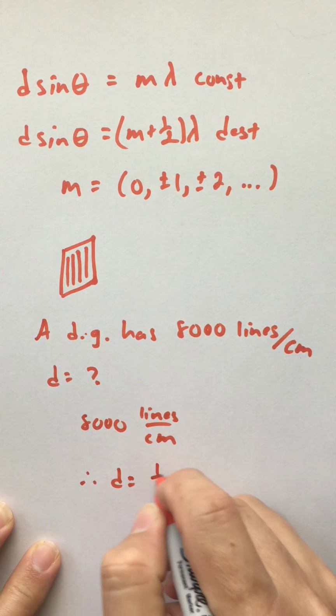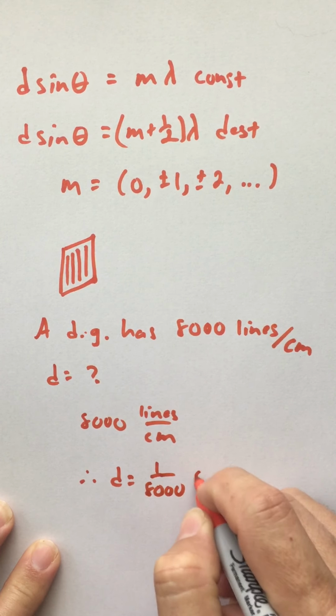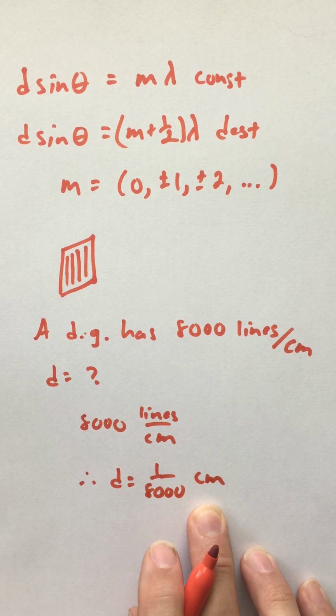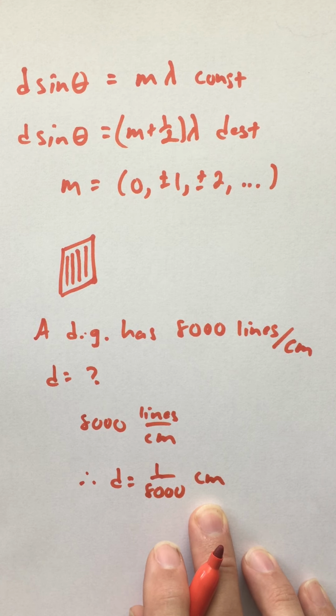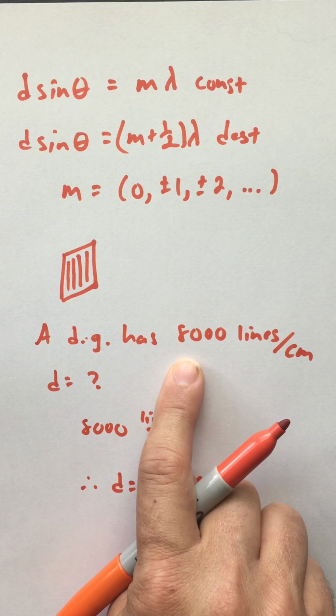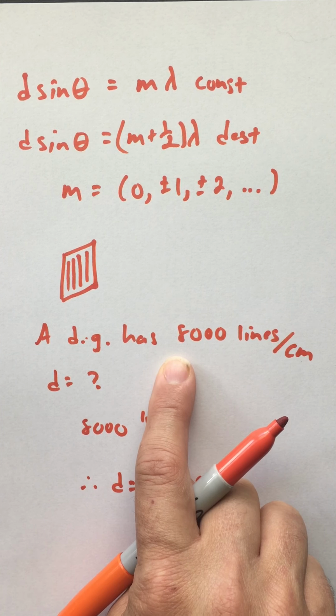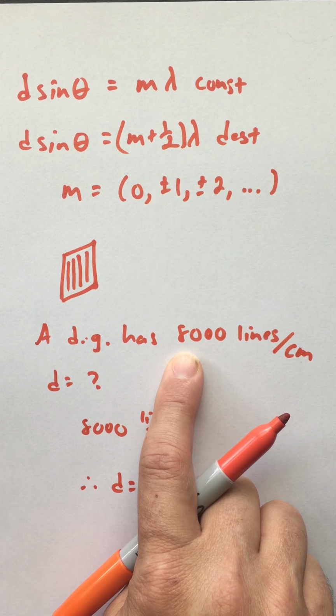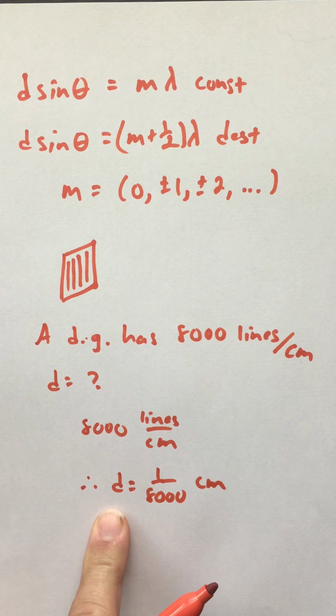So just invert it: 1 over 8,000. Careful with your units, centimeters. Now you're probably going to have to convert this to something else besides centimeters. Usually wavelengths are given in nanometers, so it's helpful to have your distance in nanometers. Of course, you're free to convert all of them to meters if you want to. But this is a really simple way to solve that problem, which at first might seem a little confusing. If you're given the characterization of the diffraction grating, which is what this is called, like this, you just invert this number to find the distance between the slits.